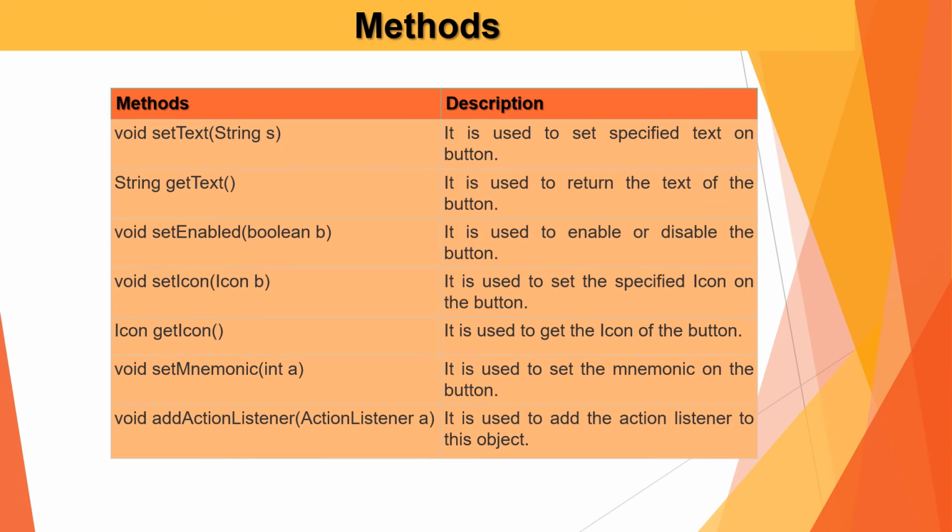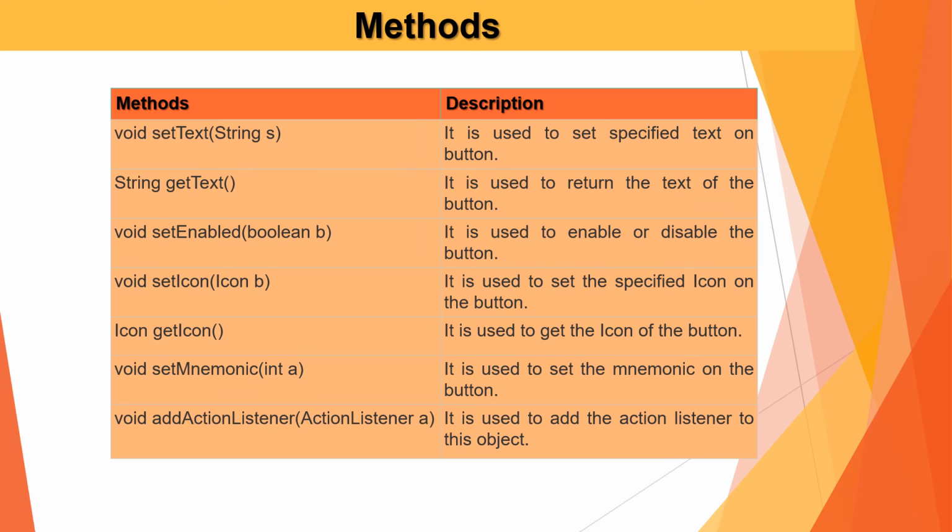Now the button has three states: selected, unselected and disabled. Next method is void setIcon(Icon b). It will be used to set the specified icon on the button. You can use an icon on your specified radio button, and that will clearly give the user an idea of what the icon means.